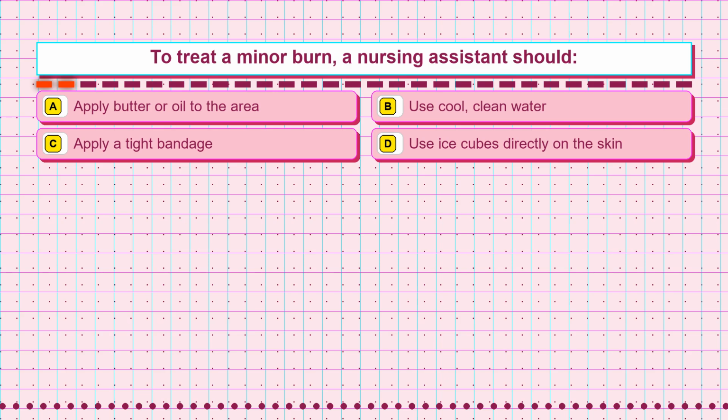Question 1. To treat a minor burn, a nursing assistant should: Option A. Apply butter or oil to the area. Option B. Use cool, clean water. Option C. Apply a tight bandage. Option D. Use ice cubes directly on the skin.